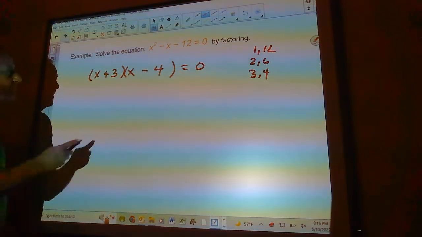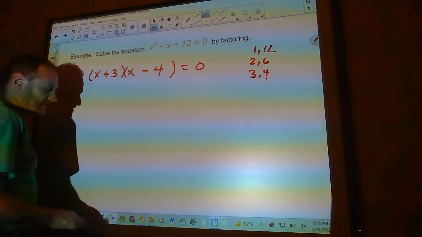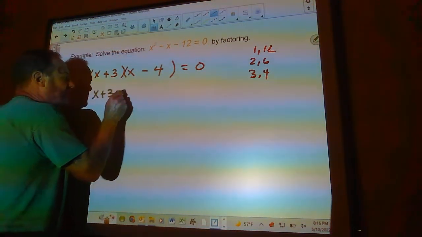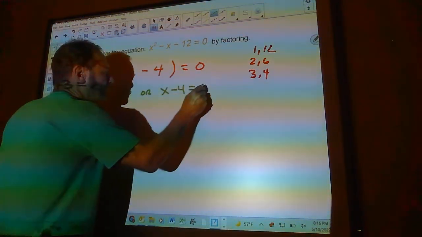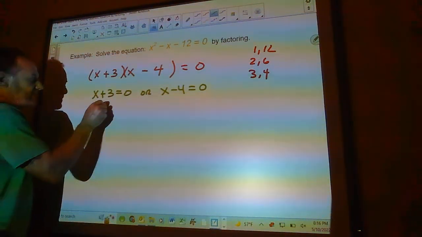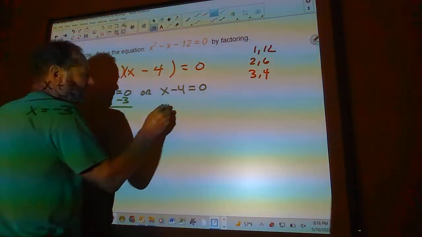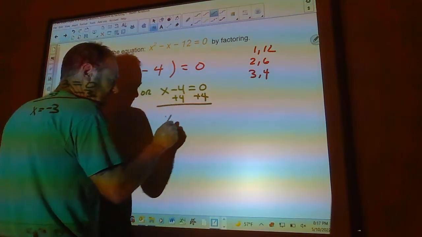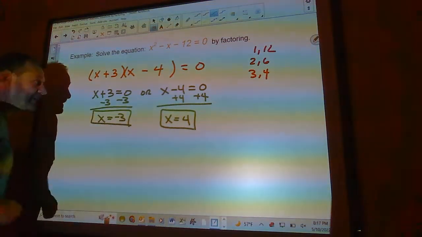Okay, now this is two numbers. Here's my A and here's my B. I'm multiplying them together to be 0. That means that either x plus 3 is 0 or x minus 4 is 0. So I solve both of these. I subtract 3 here, x is negative 3. I add 4 here, x is 4. There's one answer, there's the other answer.